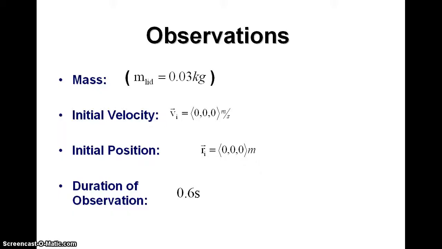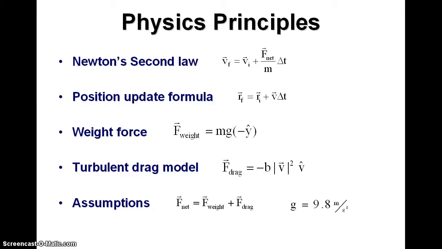I measured the mass of the lid, which was 0.03 kilograms. Since the object was dropped from rest, its initial velocity was 0 meters per second in all directions. The initial position of the lid was the origin of my chosen coordinate system, and the duration of the observation was 6 seconds.